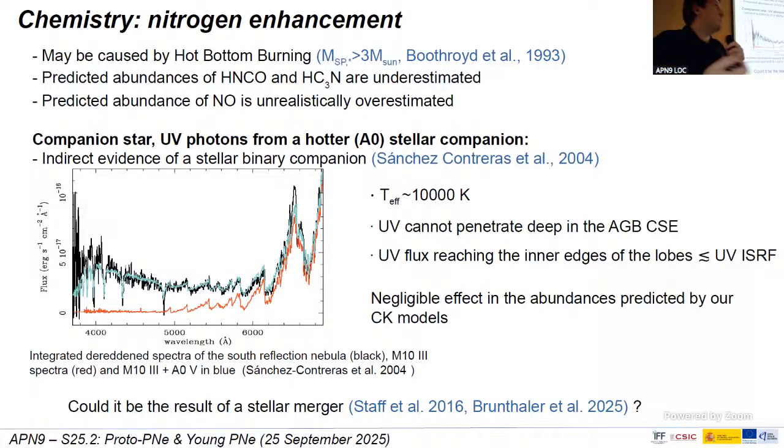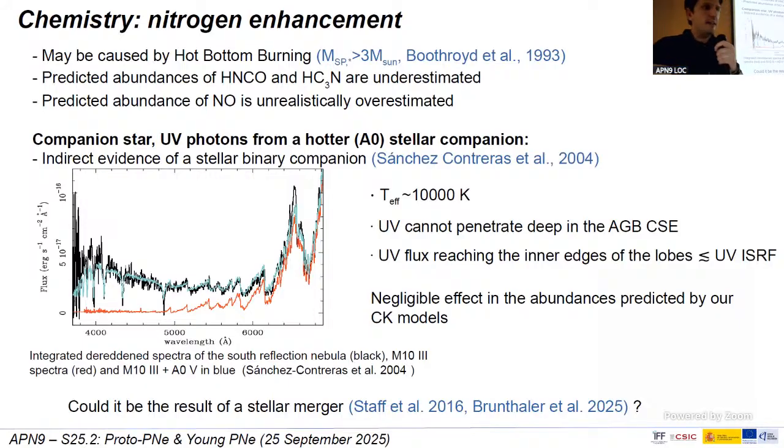I mean, it doesn't reproduce the abundances of these fancy nitrogen-bearing molecules. And we had an additional problem, since nitric oxide was already well reproduced by chemical kinetics. Then if you put extra nitrogen, you will unrealistically overestimate the abundance of NO, so it's not working at all. And then we tried an additional ingredient, which is putting in the companion there, that would produce extra UV ionization, causing the dissociation of more molecules and maybe producing a richer environment, but it has a negligible effect in the abundances predicted by our models.